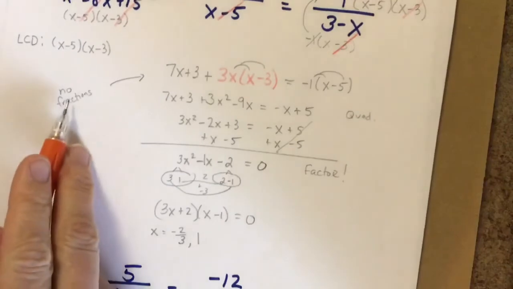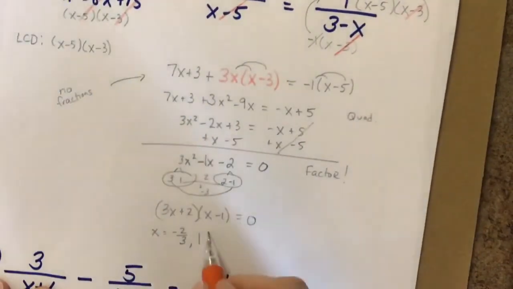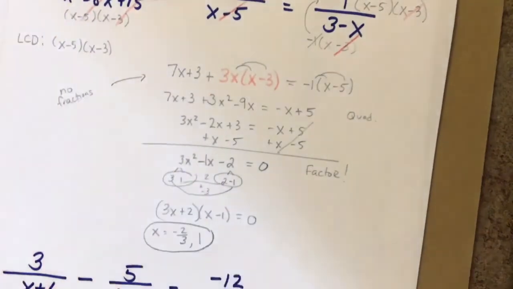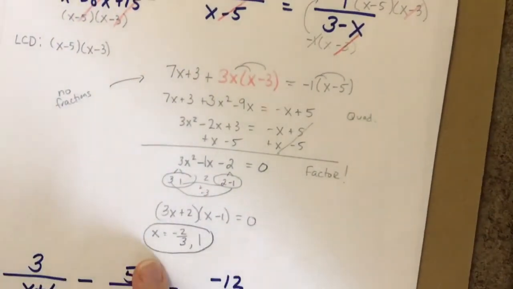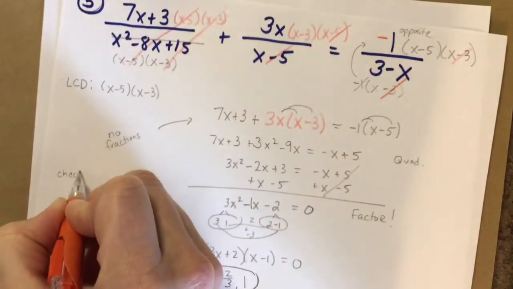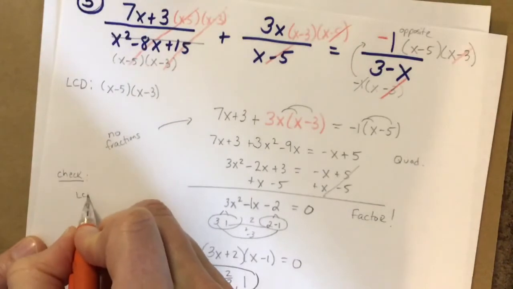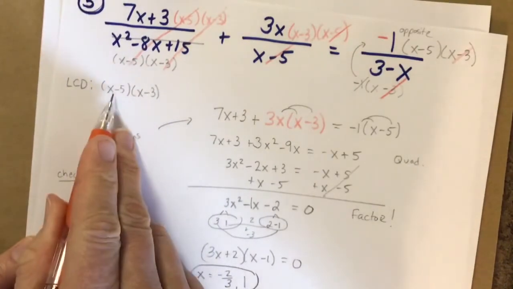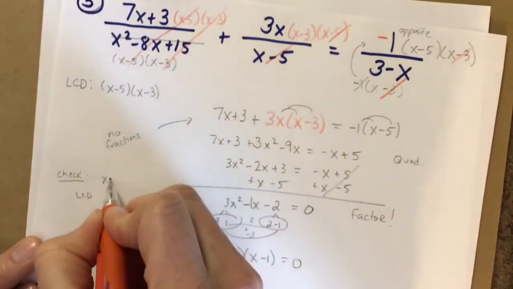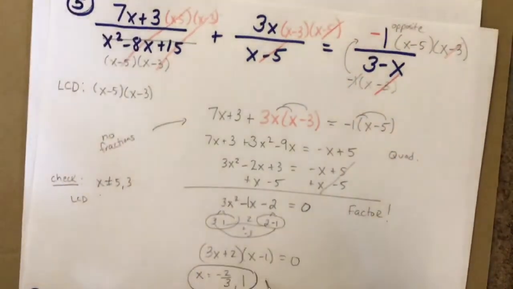Now, when I said no fractions, I just meant the equation was not going to have fractions. You can get a fraction answer. That's no problem. Okay. Now let's check versus restrictions. What can x not equal? Really, you just look at the LCD, find these zeros. X can't be 5 and 3. No, we didn't get 5 or 3, so we're good.